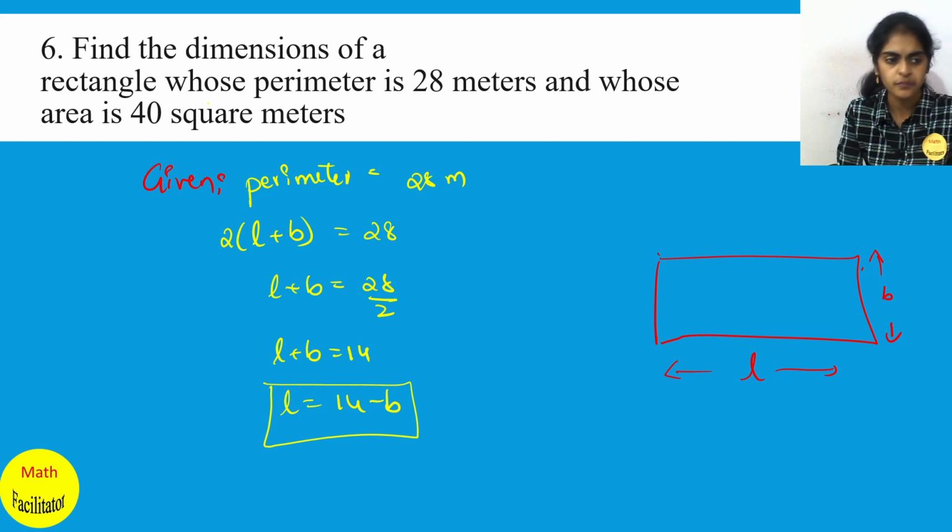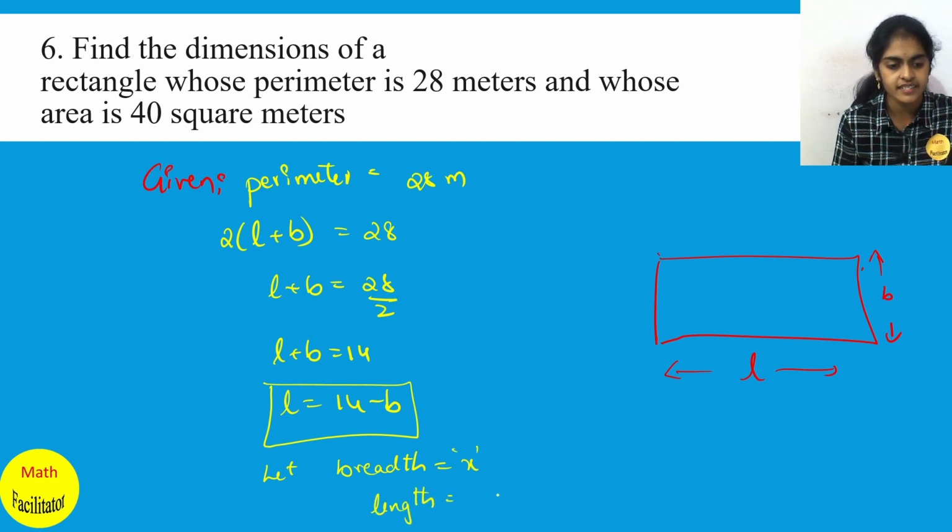Now have a look here. Now area is given as 40 square meters. Okay. So here I am taking, let breadth and length be compared to each other. So if you are taking breadth as x, what is your length? Length is 14 minus breadth, so 14 minus x.